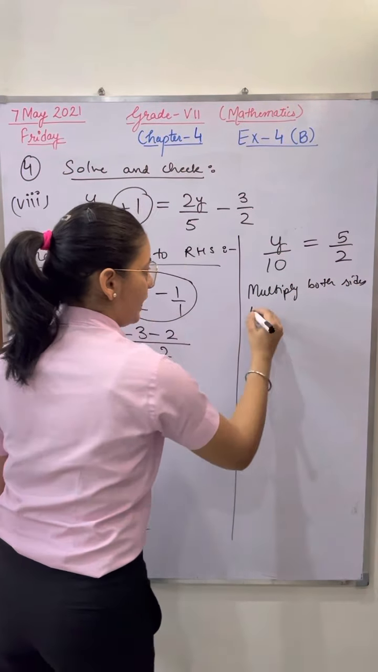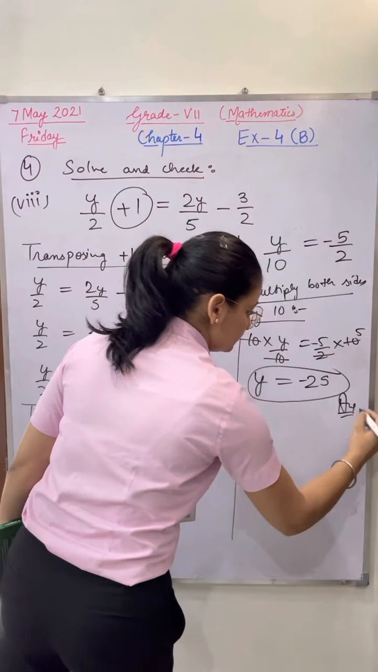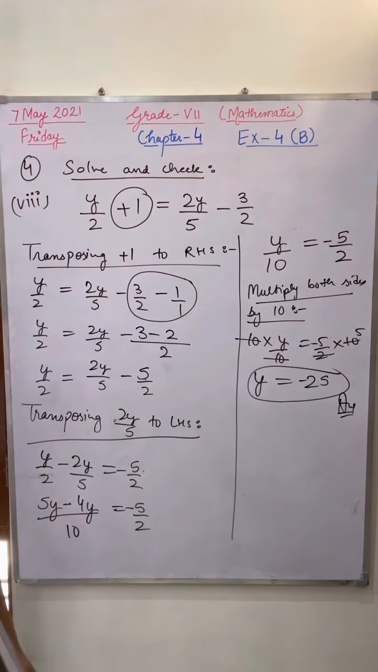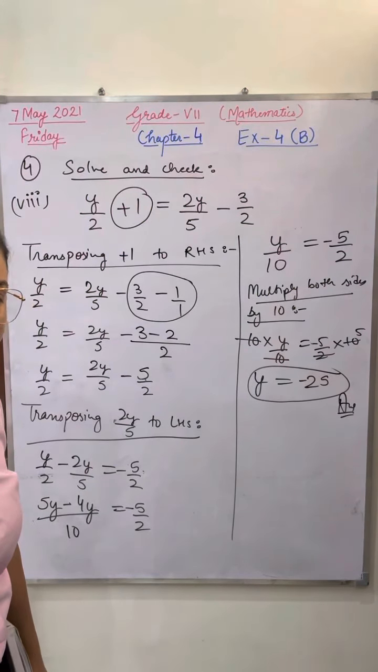So 10 multiplied by y by 10 is equal to 5 by 2 multiplied by 10. I have multiplied both sides by 10. 10 and 10 will get cancelled. What is left? y is left, is equal to 2 5s are 10. What is left? This is minus 2. 5 5s are 25, and the minus sign was already there. So y value is minus 25. This is your answer. That's it. Any doubt? This is the answer.